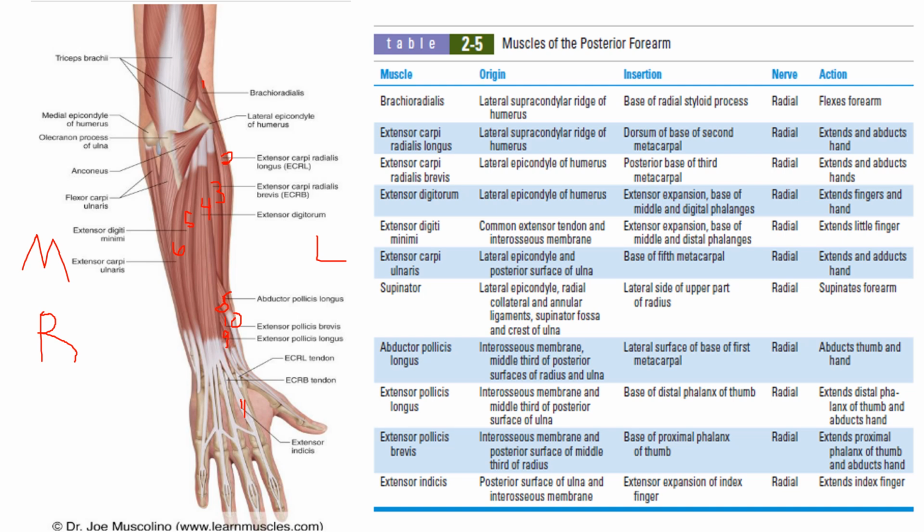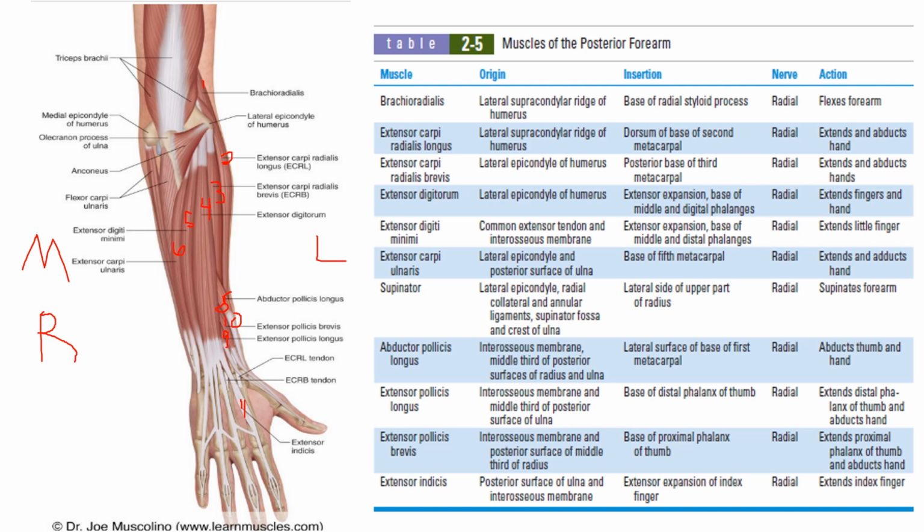Finally, more medially still, is the extensor pollicis brevis, again originating from the same interosseous membrane and the posterior surface of the middle third of the radius. Again, we recall that whenever the term pollicis is mentioned, we are actually referring to the thumb. The extensor pollicis brevis inserts into the base of the proximal phalanx of the thumb, and it extends the proximal phalanx of the thumb and abducts the hand.